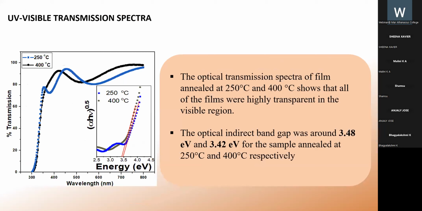From optical characterization, we have taken the UV visible transmission spectra, and the figure shows the spectra of films annealed at 250 and 400 degrees Celsius. From the Tauc plot, the indirect band gap was calculated and found to be around 3.48 and 3.42 electron volt for the amorphous and crystalline samples.